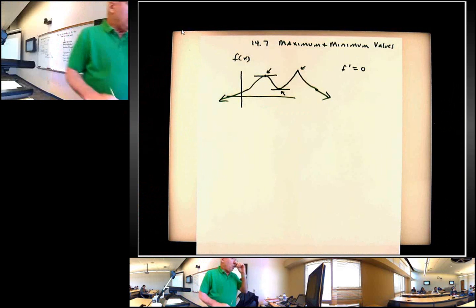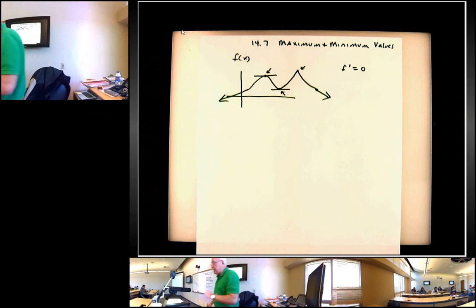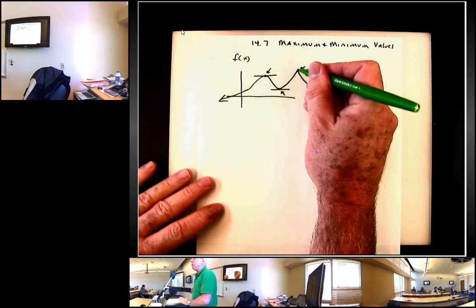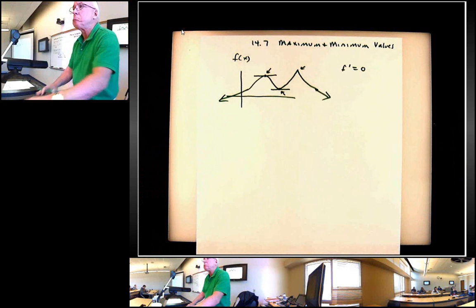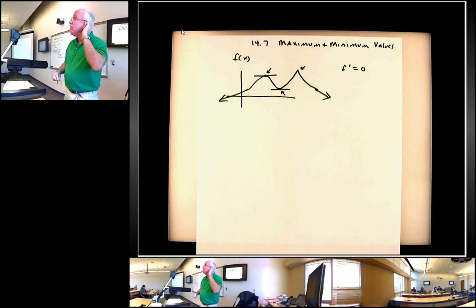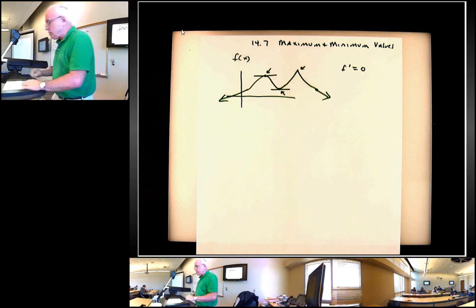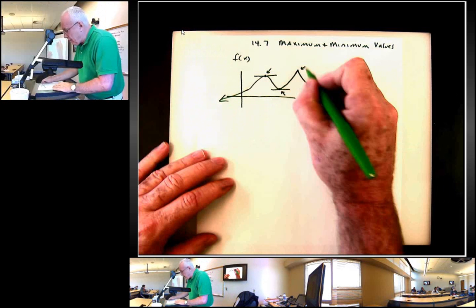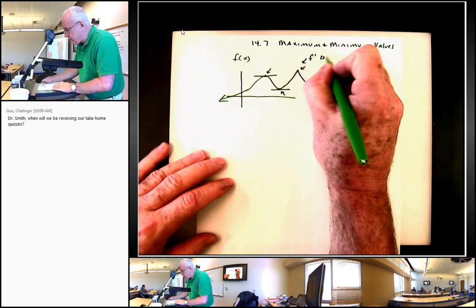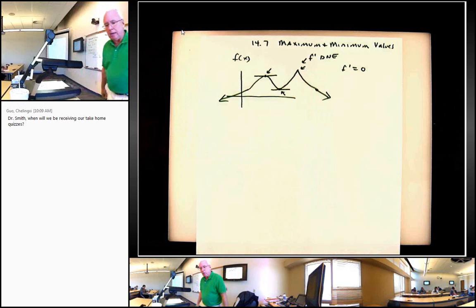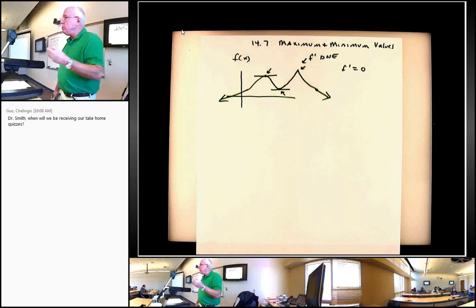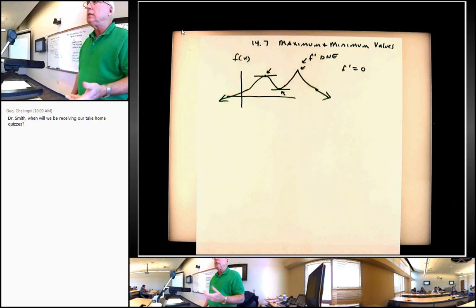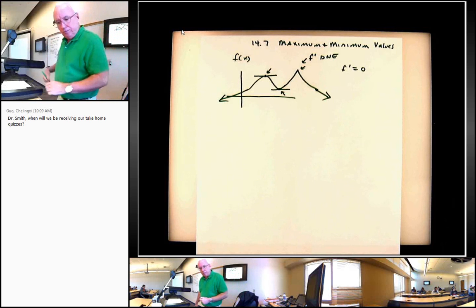Now, what about that pointy area right here? What would be the value of the derivative there? Undefined, does not exist. So here we have f prime does not exist or undefined. This is where, with functions of one variable, you're going to be finding these local maximums and minimums.